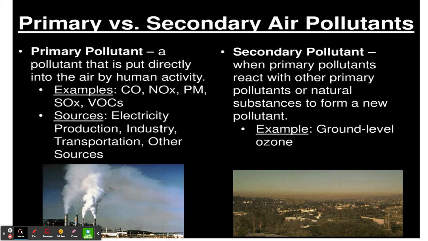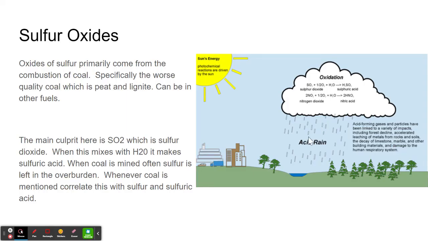Okay, so let's recap what we just talked about. Primary pollutants: carbon monoxide, nitrogen oxides, sulfur oxides. Secondary pollutants: sulfuric acid, nitric acid, and ozone. Tropospheric ozone. Very important one. Tropospheric ozone, bad.